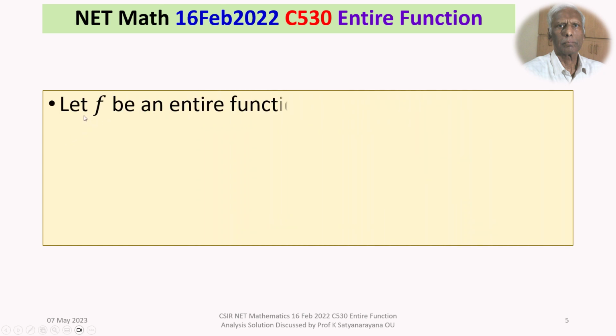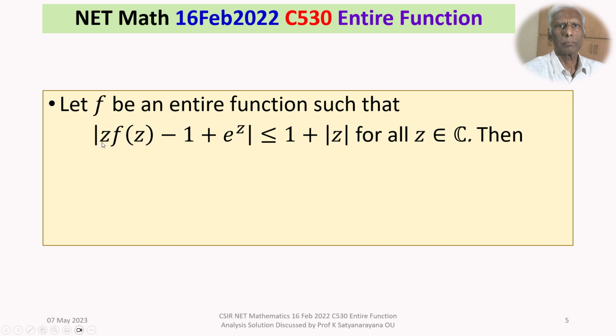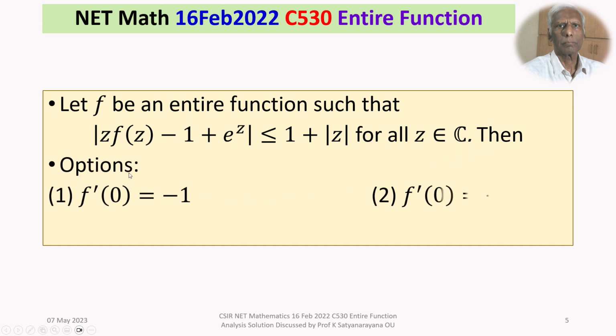The given problem is, let f be an entire function such that mod of z f(z) minus 1 plus e power z is less than or equal to 1 plus mod z for all z belongs to the complex plane. Then we are given four options.